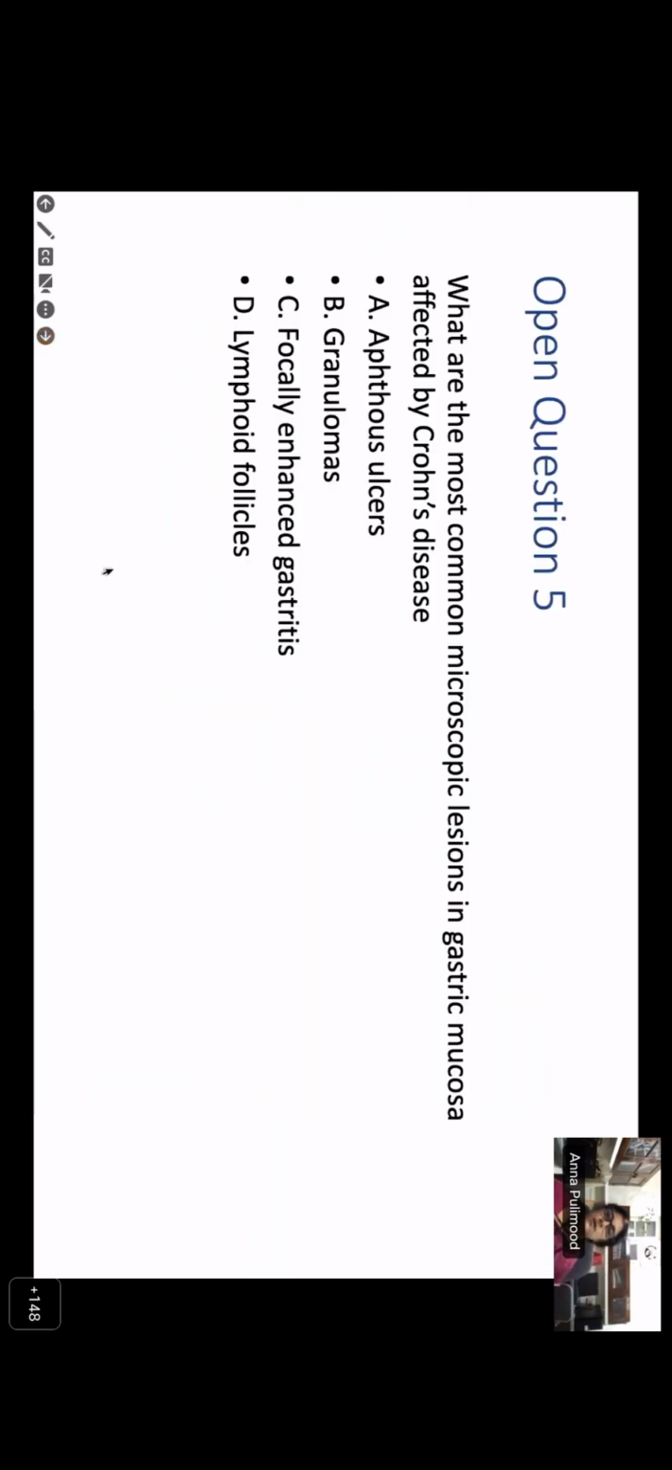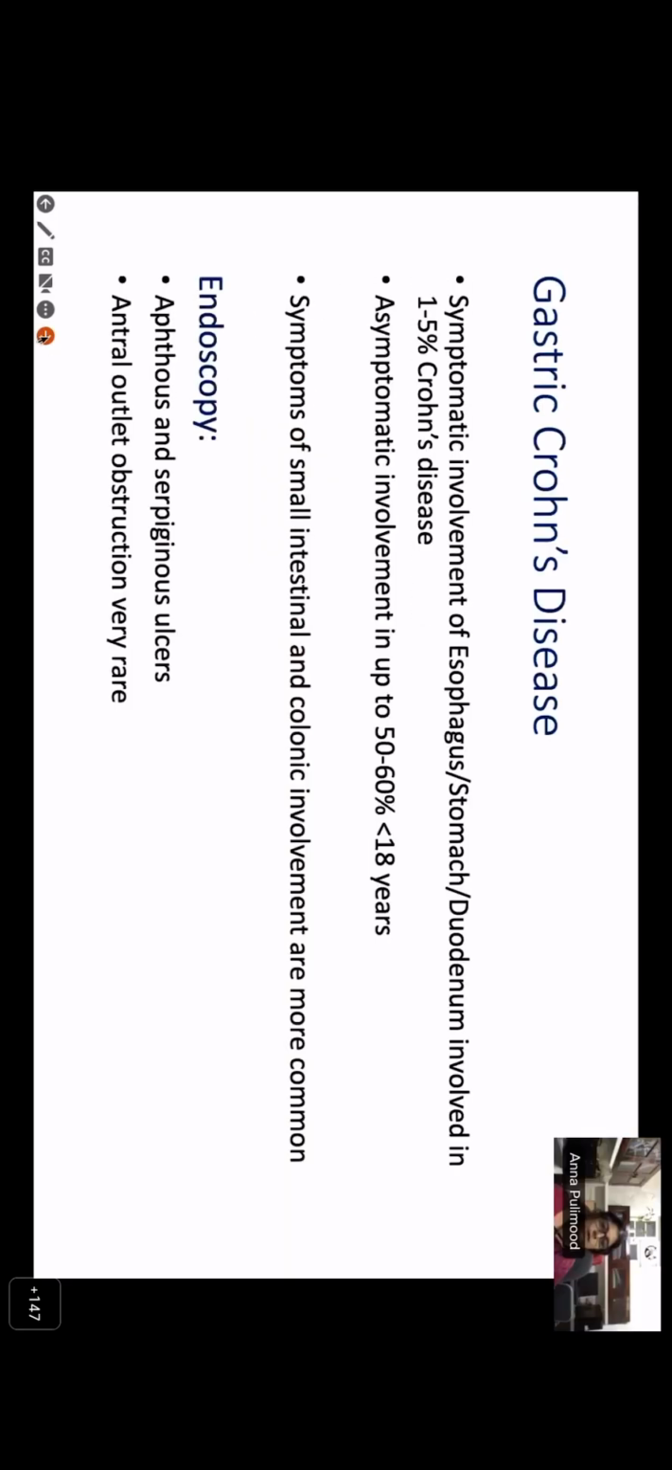So this is an open question for the audience. What are the most common microscopic lesions in the gastric mucosa affected by Crohn's? Majority are giving it as option A, aphthous ulcers. Some have also given option D, lymphoid follicles, and C, focally enhanced gastritis. So the answer is C. I'll show you an image of what that looks like.